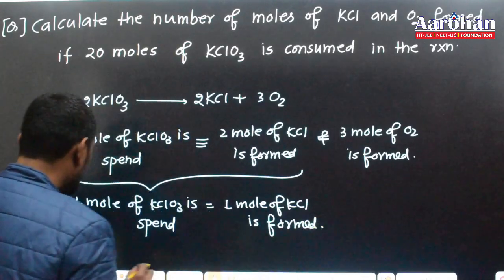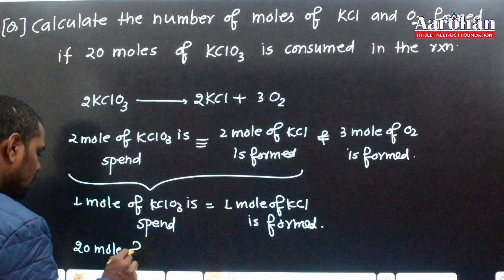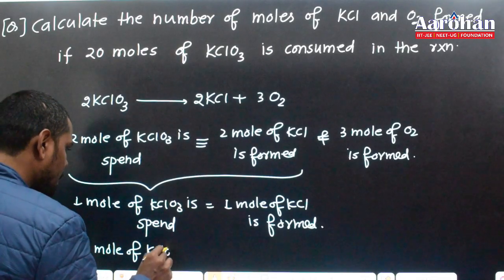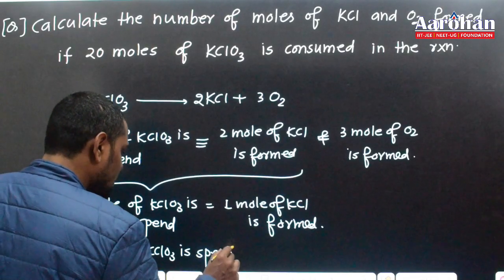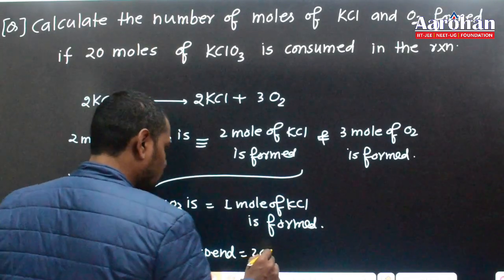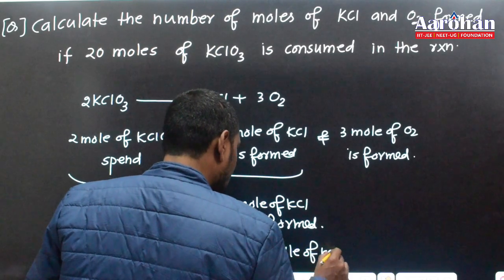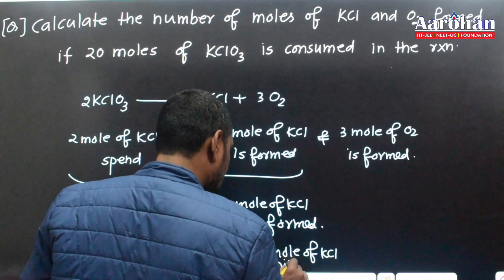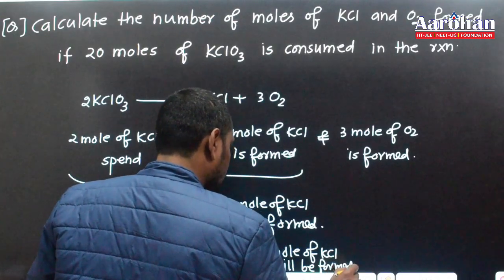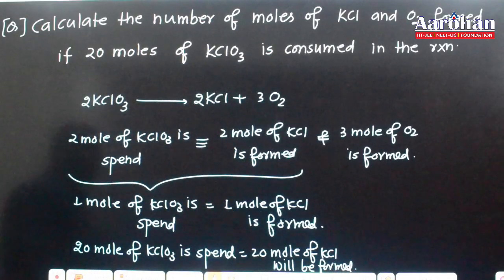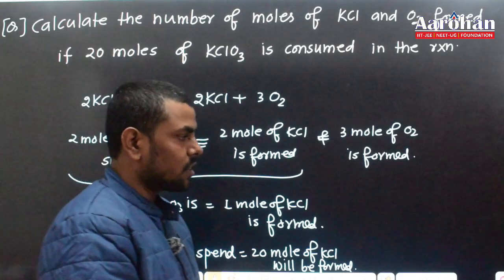And here we are given 20 mole of KClO3. If 20 mole of KClO3 is spent, then 20 mole of KCl will be formed. So what is the amount of KCl? 20 mole. And we also have to find the number of moles of oxygen.